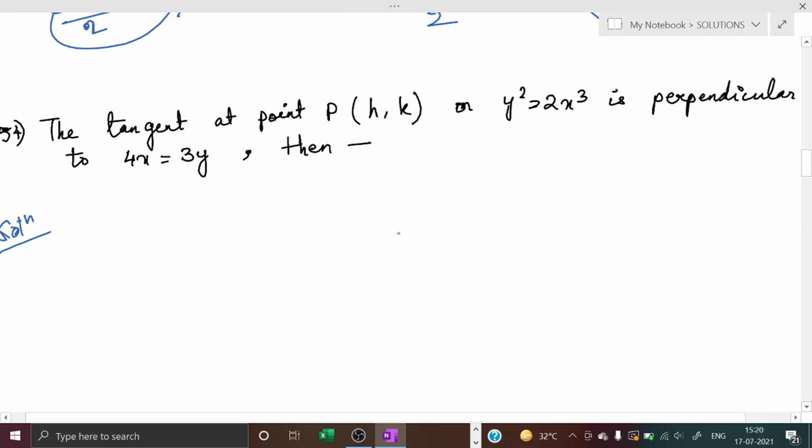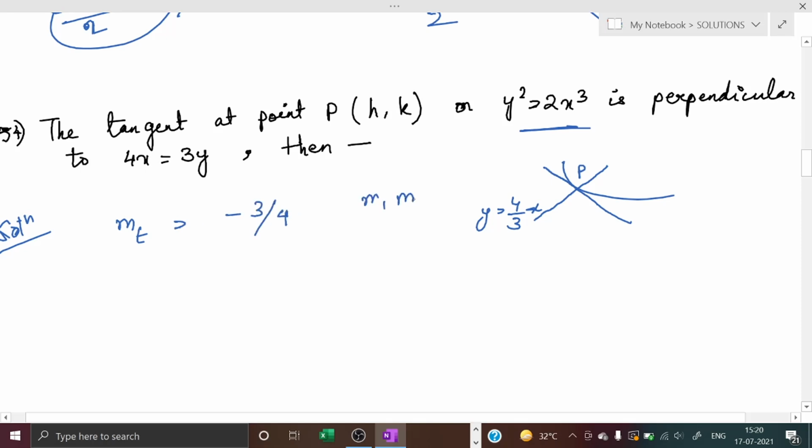Okay, for this question, it has been said that for this particular curve, it is having a tangent at the point P, and the tangent is perpendicular to this line y equals 4 by 3x, right? So what is the slope of the tangent? Slope of the tangent would be equal to minus 3 by 4, right? m1 m2 equals minus 1, that formula. Then you get the slope of the tangent, and then this is the curve.